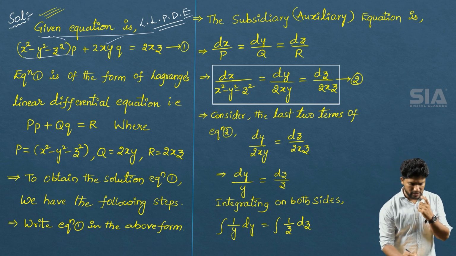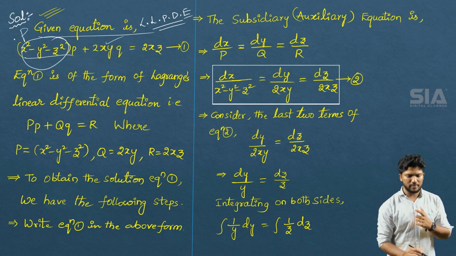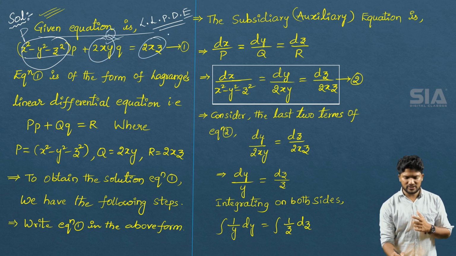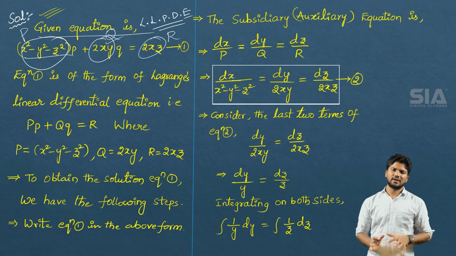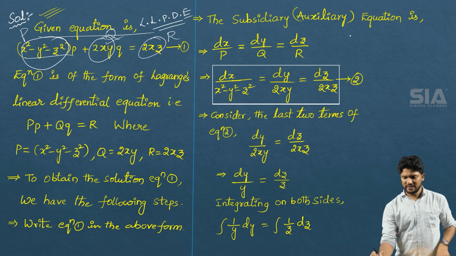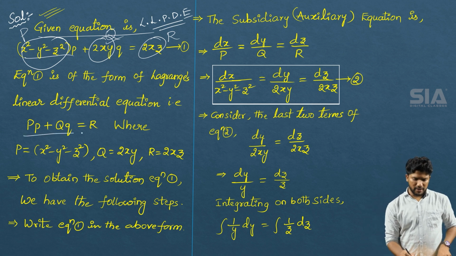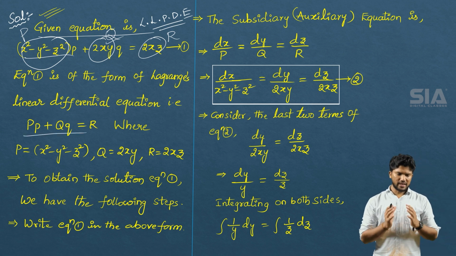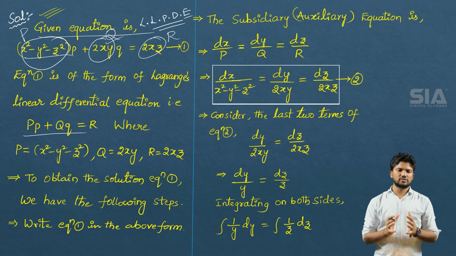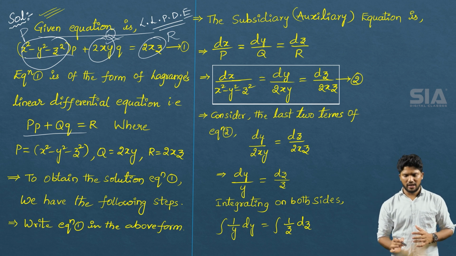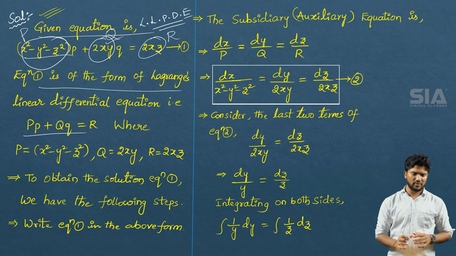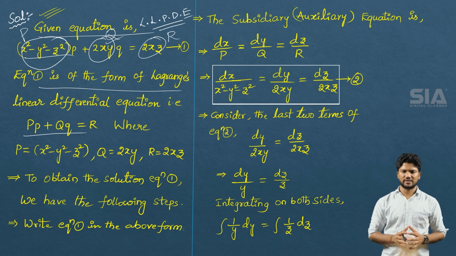Okay, this total term will become capital P, this 2xy capital Q, and this RHS 2xz is capital R. Therefore it is in the format of capital P into small p plus capital Q into small q is equal to capital R. Equation 1 is of the form of Lagrange's linear partial differential equation.